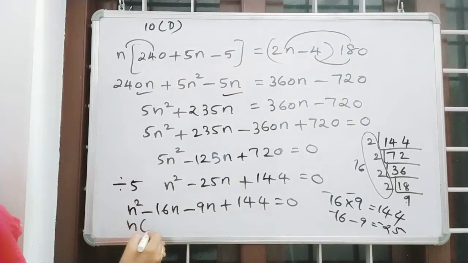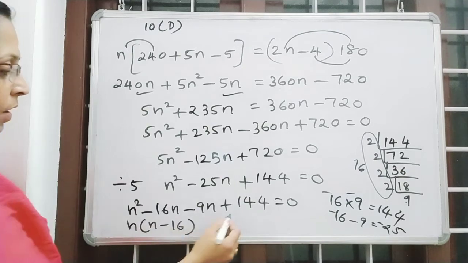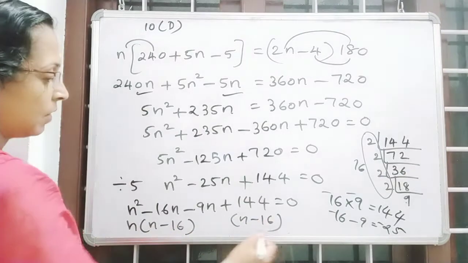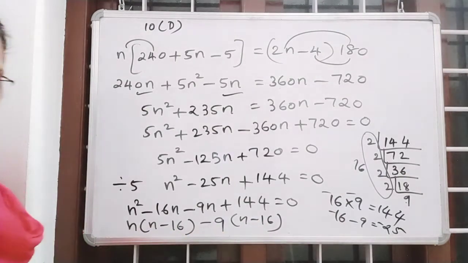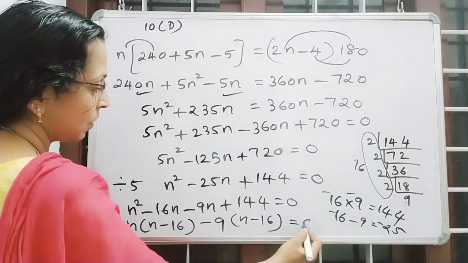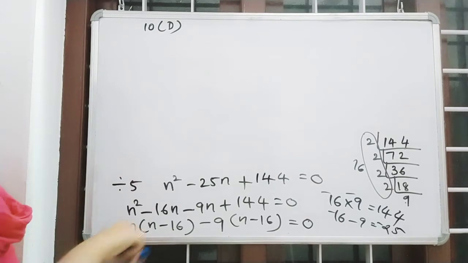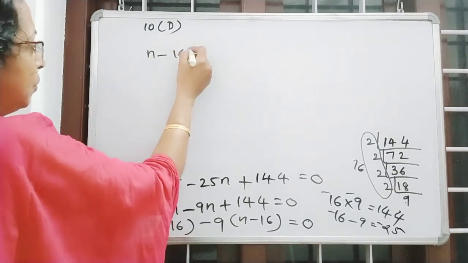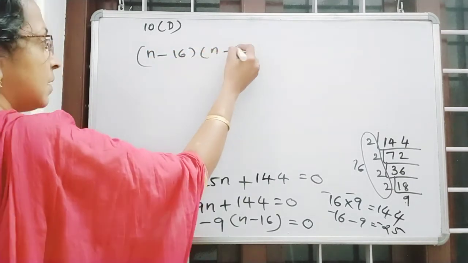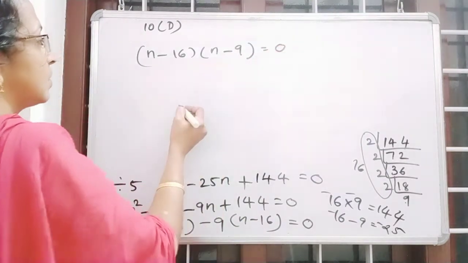From this we can take n minus 16 common. Here n minus 16 we can take, so remaining it will be n minus 9 is equal to 0. n minus 16 is common there. So n minus 16 into n minus 9 is equal to 0.